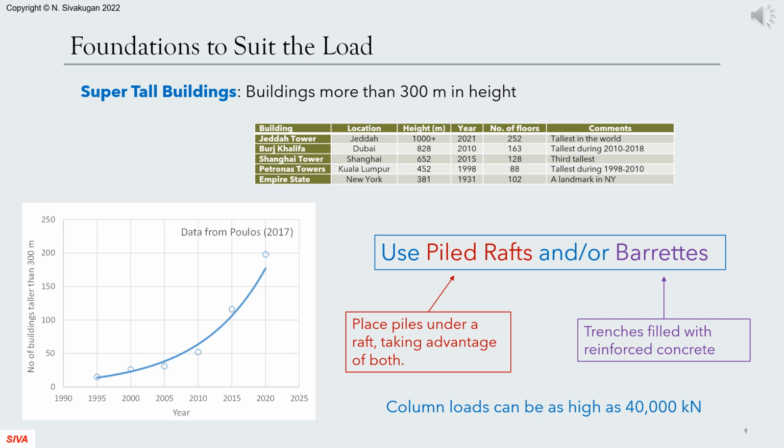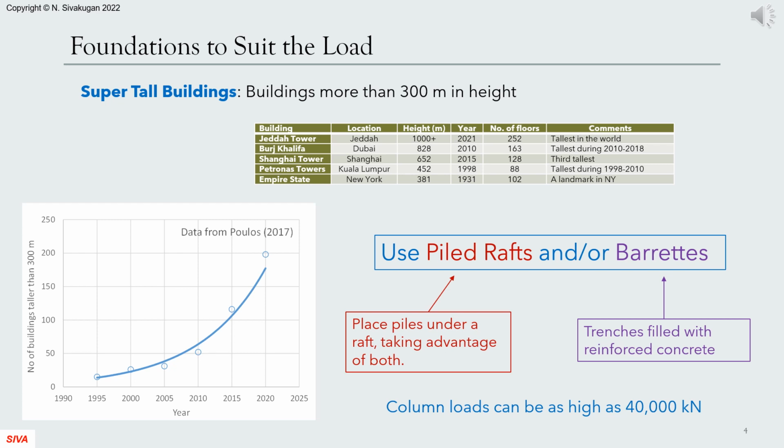These days, we are seeing more and more super tall buildings, which are buildings taller than 300 meters. They can have column loads as high as 40,000 kilonewtons. None of the foundation types we discussed so far would work. Here, we use piled rafts and barrettes.